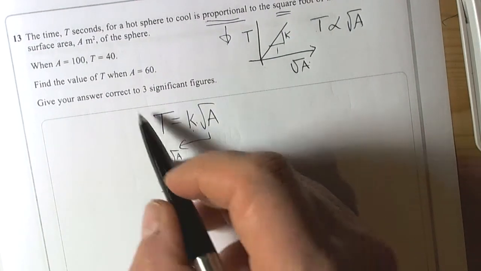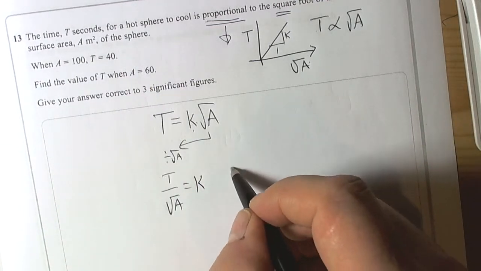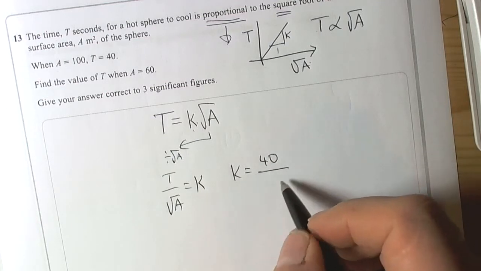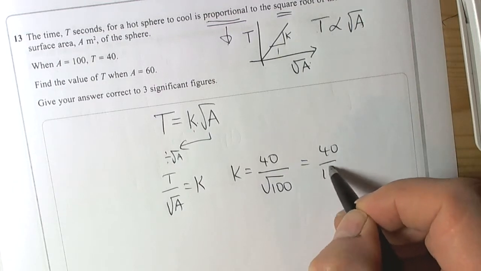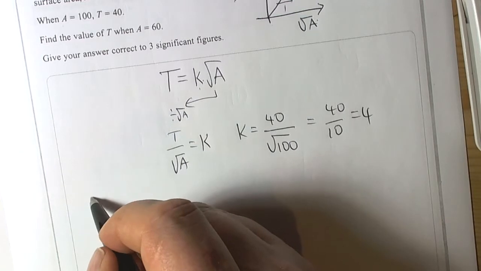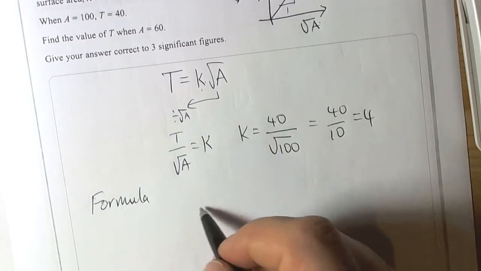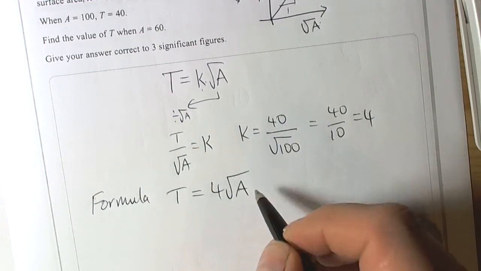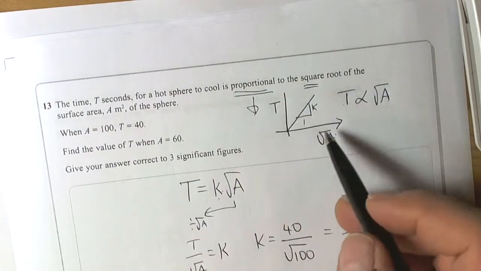So they're telling us that A is 100 when t is 40. So basically k is equal to the 40 they tell us for t, divided by the square root of 100, so 40 divided by 10 is 4. So this then tells me what the formula is that connects the two variables. So we've got t equals 4 times the root of A. So that's the formula for this relationship.